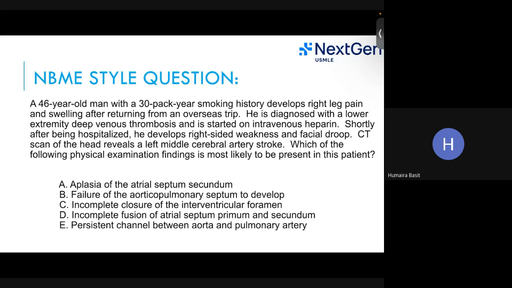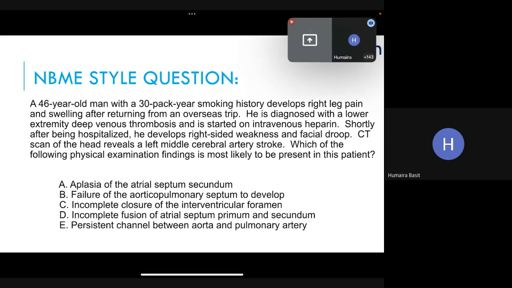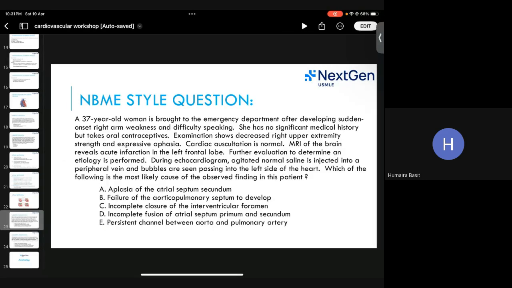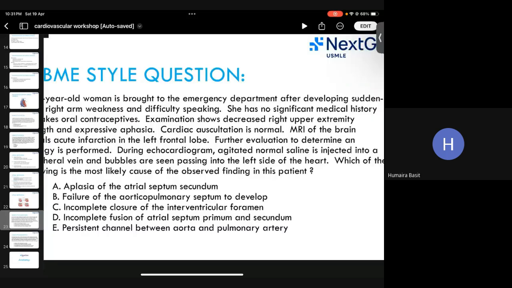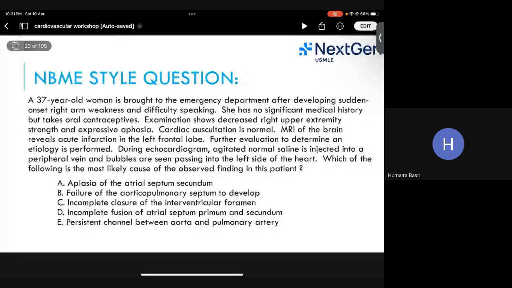Dr. Ahmed asks why the answer is not E, persistent channel between aorta and pulmonary artery. As we discussed, what is the name of the channel between the aorta and pulmonary artery? PDA, patent ductus arteriosus. Yes, that's PDA. Here, the agitated normal saline study is always used to check whether you have patent foramen ovale or not, right? So it cannot be PDA.